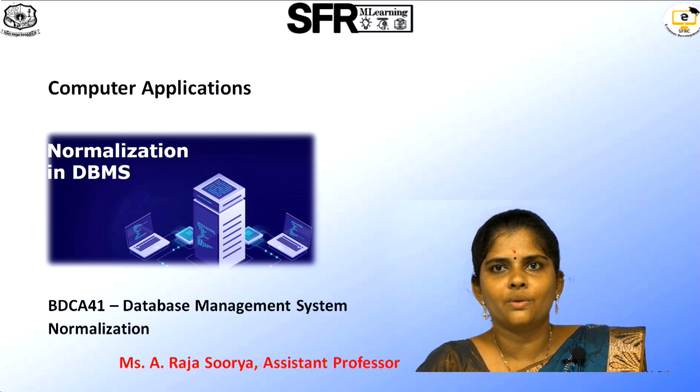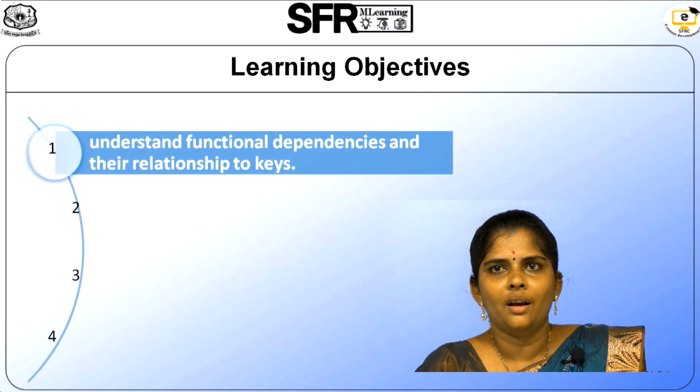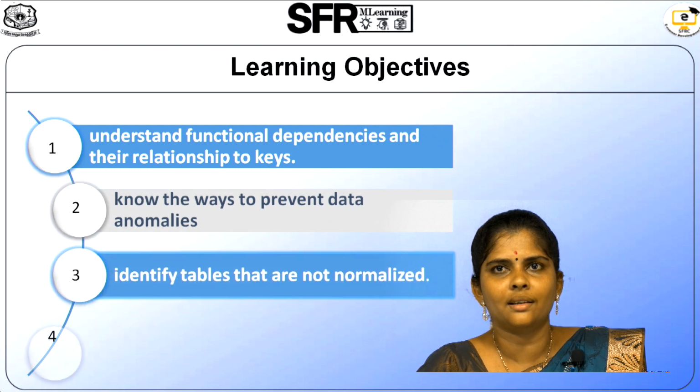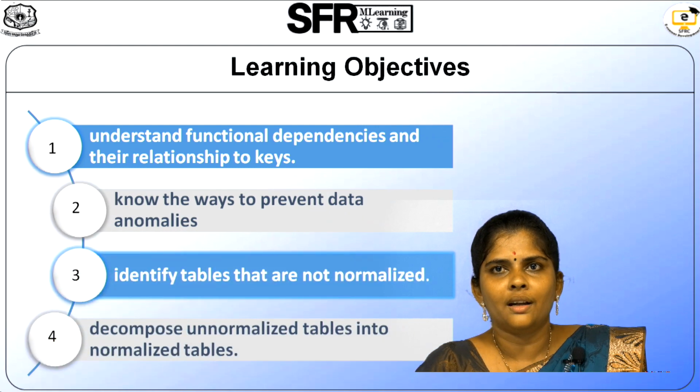Today I am going to take the topic normalization in DBMS. So in this session you will learn about what functional dependencies are and the relationship between different normal forms, and how we prevent data anomalies and how unnormalized tables can be decomposed into normalized tables. So these are all the things we are going to learn in this session.